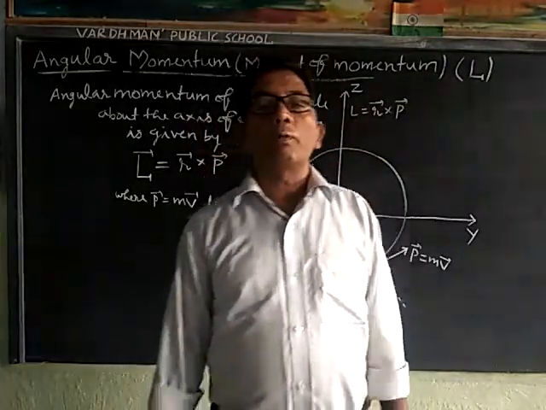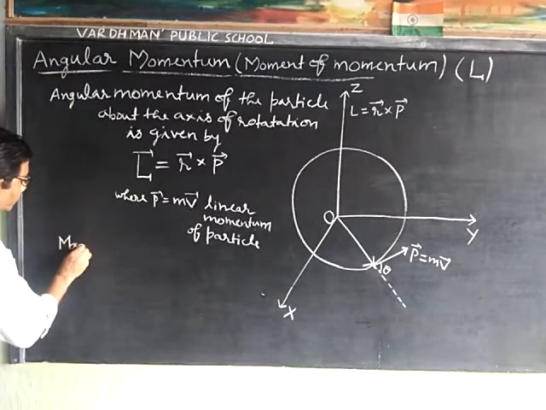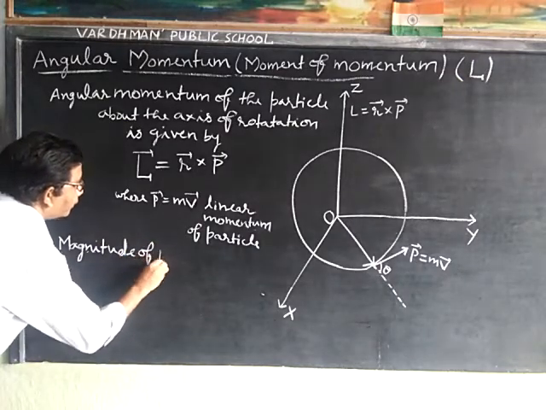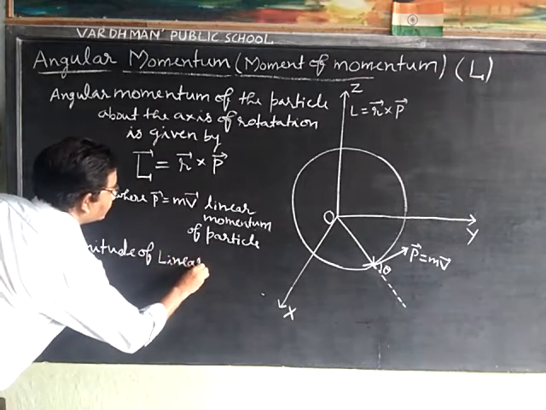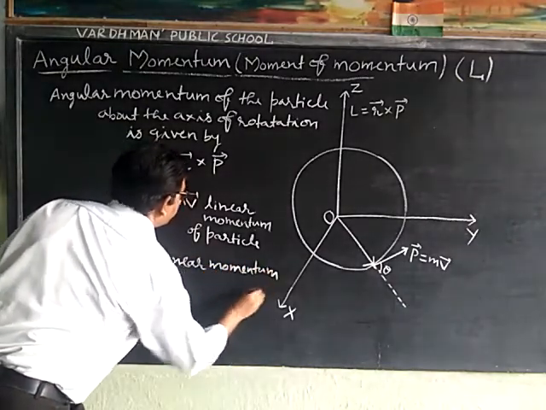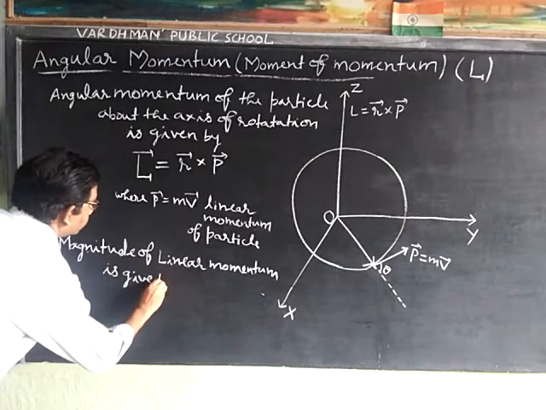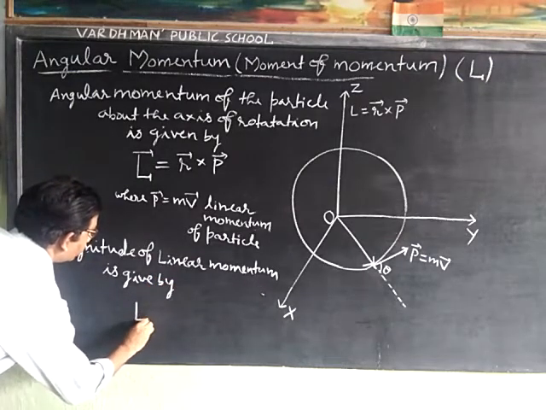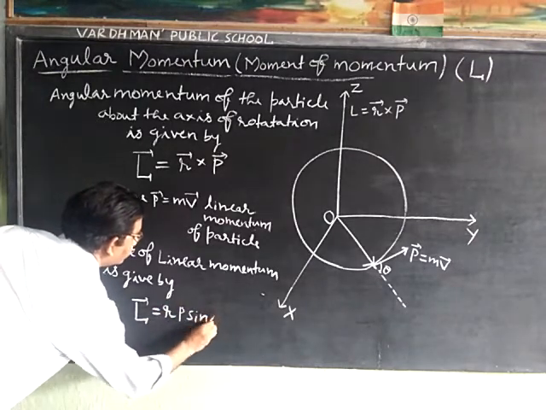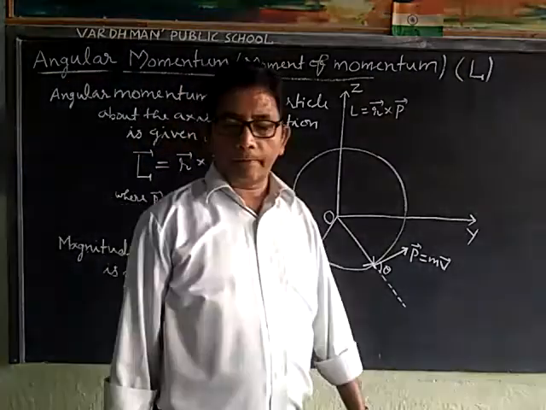Now the magnitude of the angular momentum is given by L is equal to r p sin theta, because the magnitude of A cross B is equal to AB sin theta.